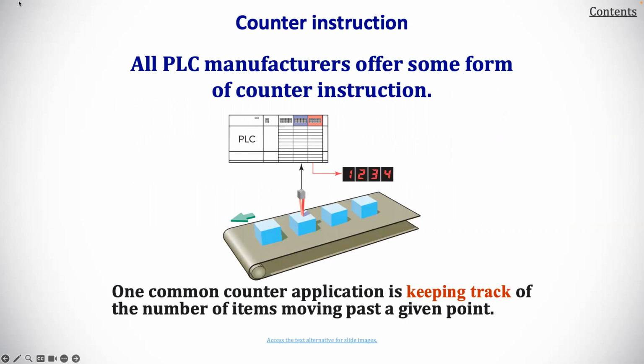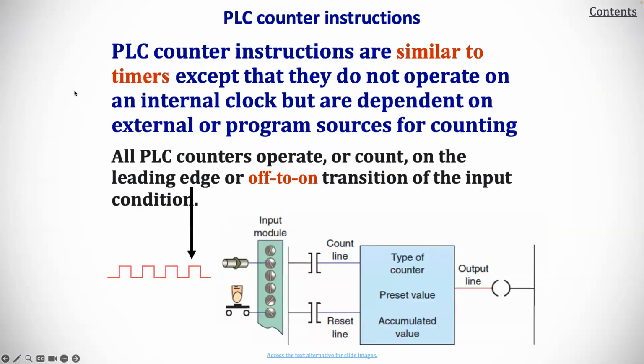All PLC manufacturers offer some form of counter instruction. One common counter application is keeping track of the number of items moving past a given point. PLC counter instructions are similar to timers, except that they do not operate on an internal clock, but are dependent on external or program sources for counting. All PLC counters operate or count on the leading edge, or off to on transition, of the input condition.